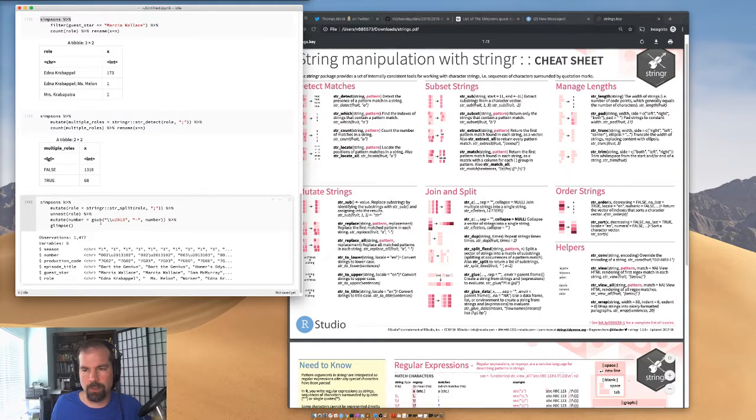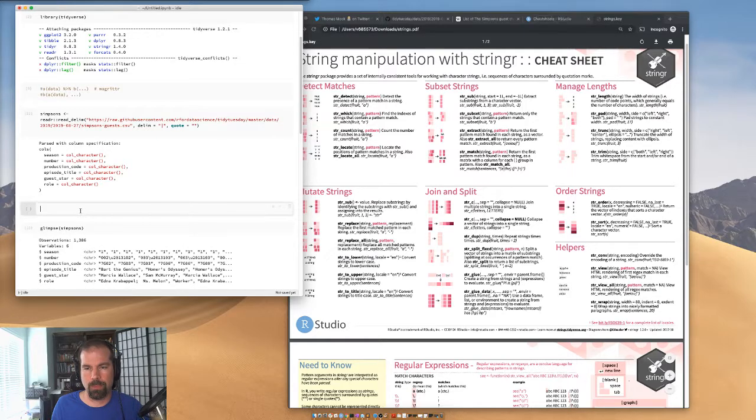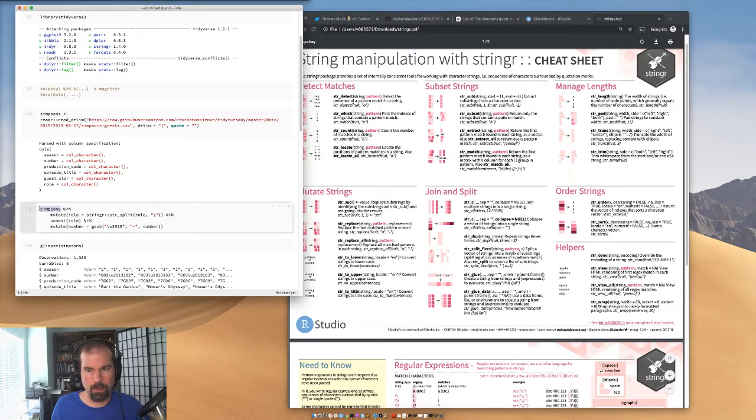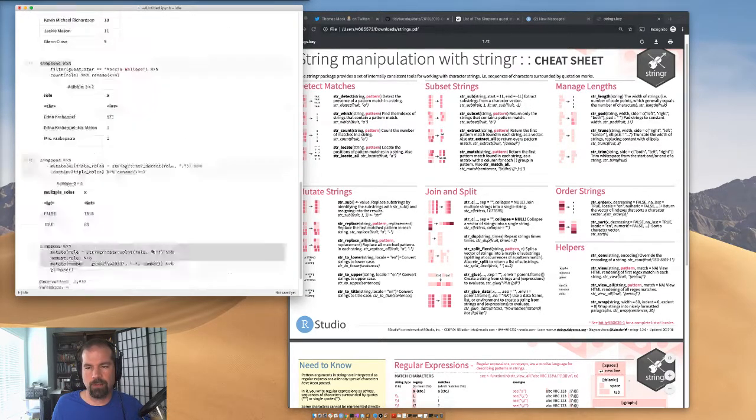Nope, didn't match correctly. There we go. Didn't need to escape it. And so now you see we've fixed this production code, and now we kind of have the data set we want. So I'm going to take this up here and put it underneath our import, and save that back out so we don't have to do that again. So we've got a cleaner data set now.